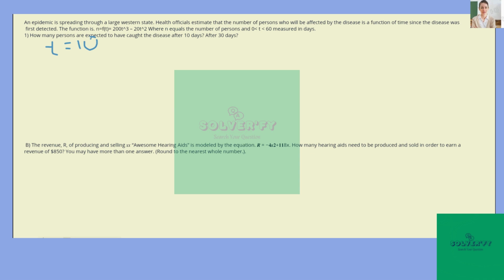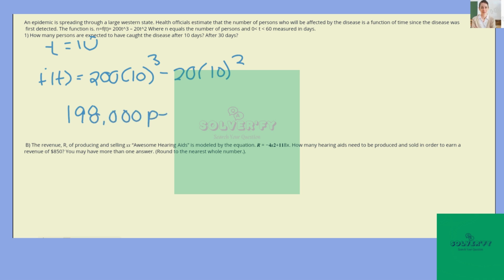for 10. So we're going to get that f of t is equal to 200 times 10 to the third power minus 20 times 10 squared, and we'll get that after 10 days, 198,000 people are going to have caught the disease.